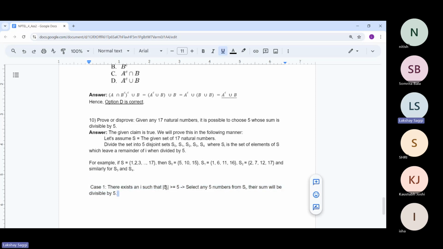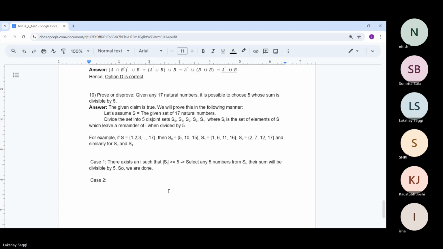So in this case, we can select any 5 numbers from Si, and we will obtain 5 numbers whose sum will be divisible by 5. So when there exists an i such that Si is greater than or equal to 5, we will be done. So we are done. I hope this case is clear to everyone. Maybe if it is not clear, you can think about it offline also, like why this will be the case. But yeah, it's not too difficult to see.